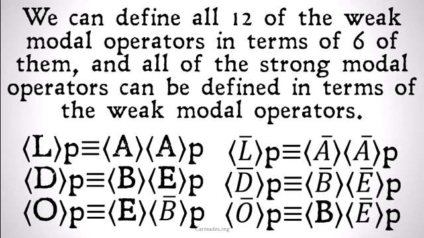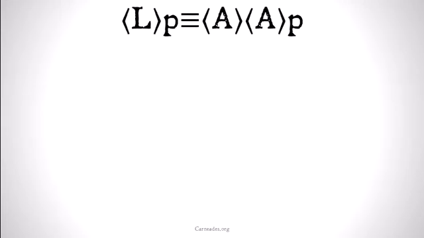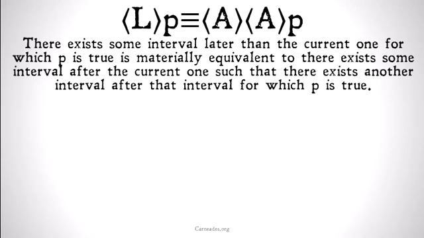Now, all of these look pretty confusing, so we're going to go through them one by one to really understand what each of these is saying. There exists some interval of time later than the current one for which P is true is materially equivalent to there exists some interval after the current one such that there exists another interval after that interval for which P is true.